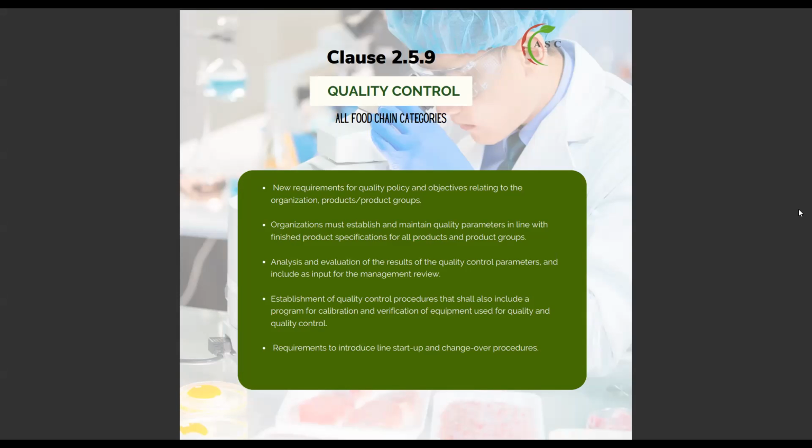So please check that. The organization shall also establish, implement, and maintain quality parameters in line with finished product specifications for all products and/or product groups within the scope of certification, including product release that addresses quality control and testing. What does it mean? If I say that this fruit juice, I'm making a random example, the brix of this fruit juice must be so and so, maybe must be between 12 and 13.